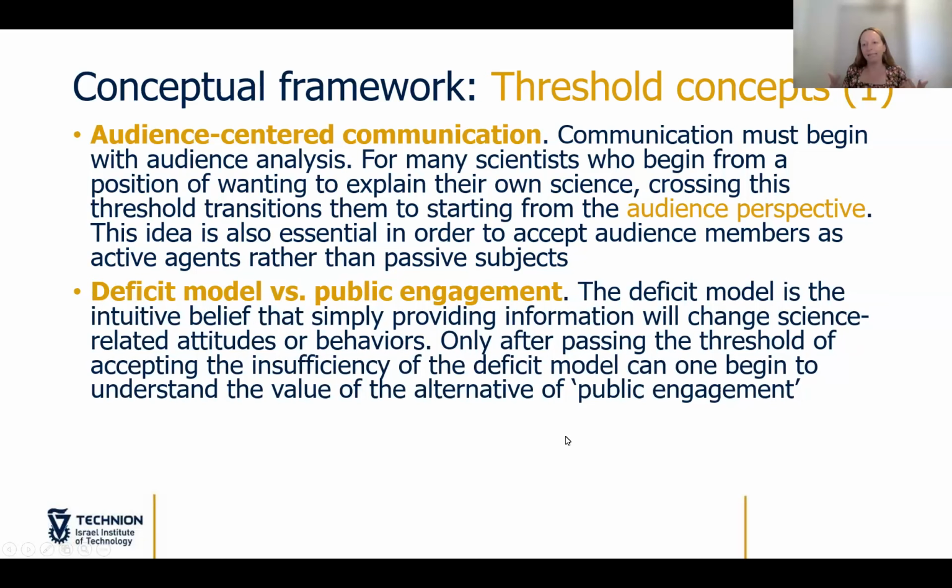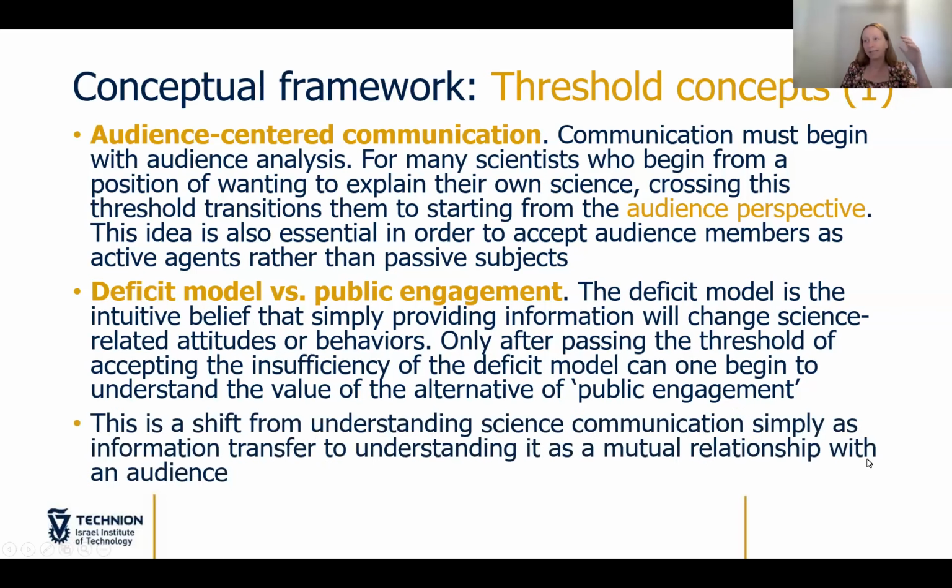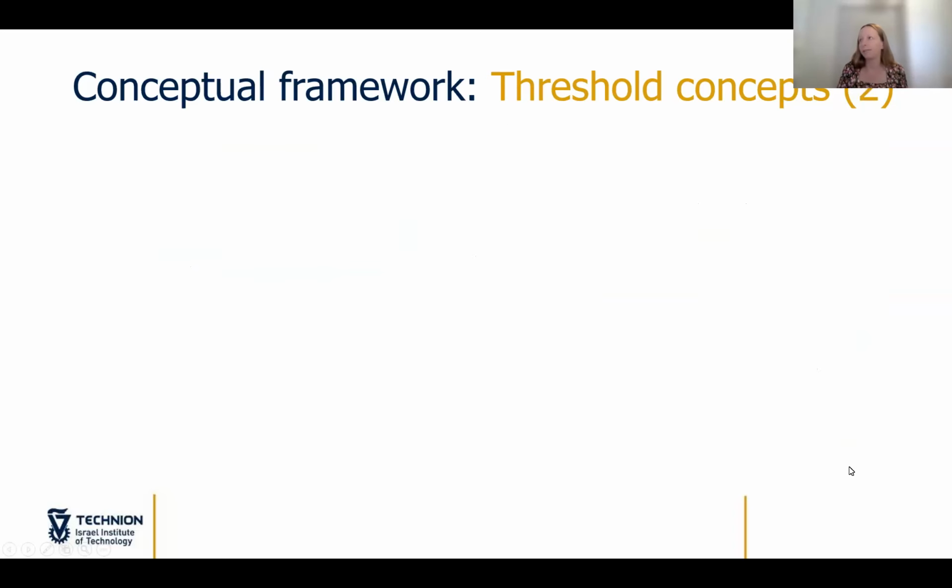Then after you understand that, there's the idea of deficit model versus public engagement. So the deficit model is really an intuitive belief that if I just give more information, people will change their attitudes and agree with me. After passing this threshold of accepting that it's insufficient, one can understand the value of the alternative of public engagement. And this is a shift from understanding science communication simply as a matter of information transfer to understanding it as a mutual relationship with an audience. So that's maybe the second threshold concept.